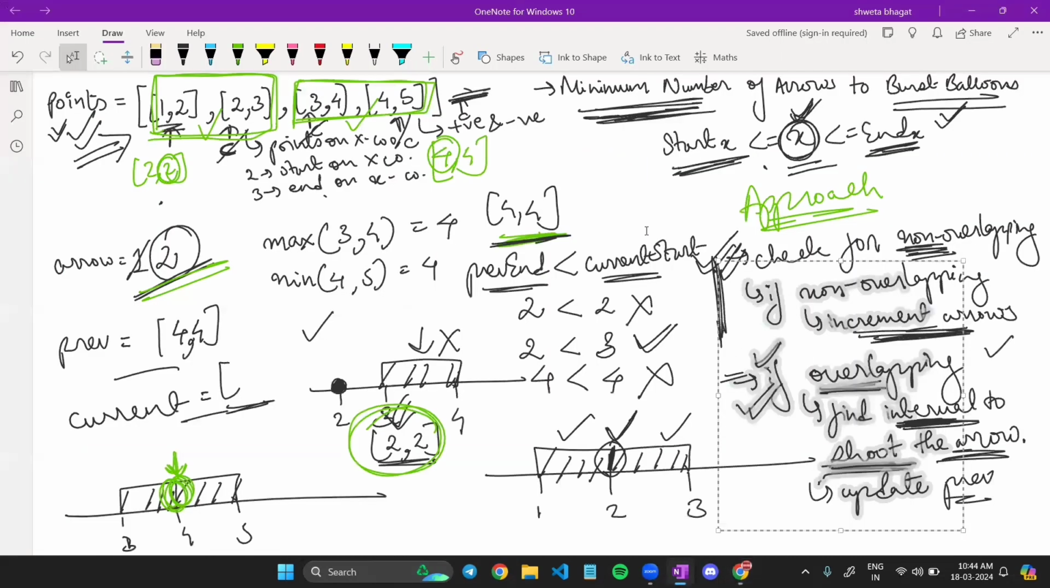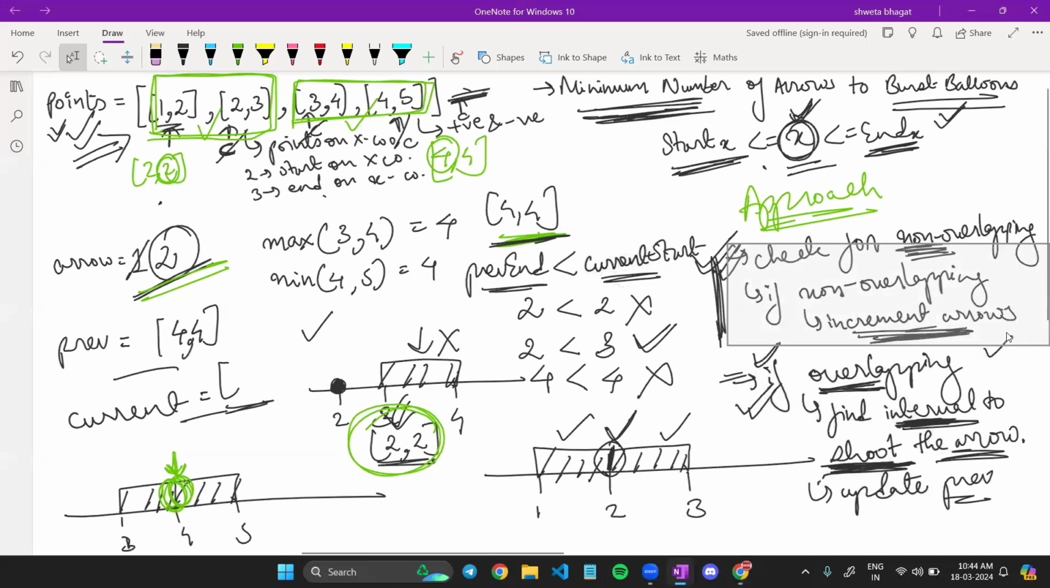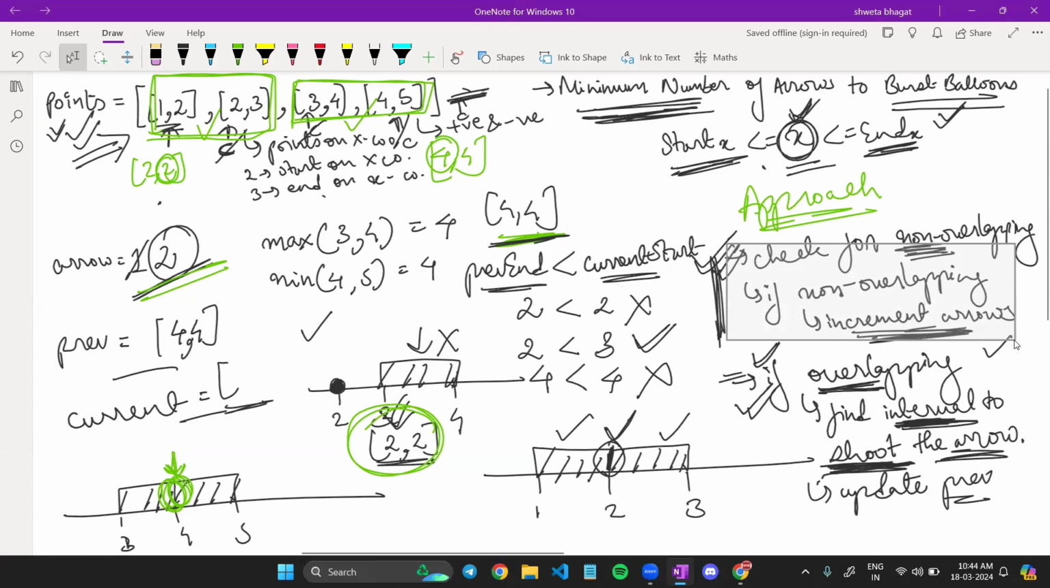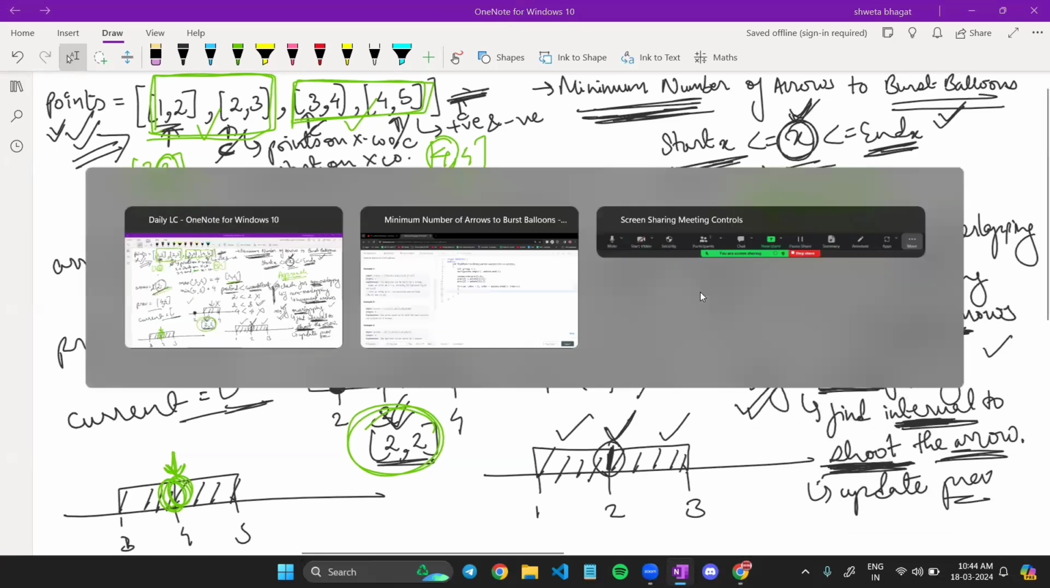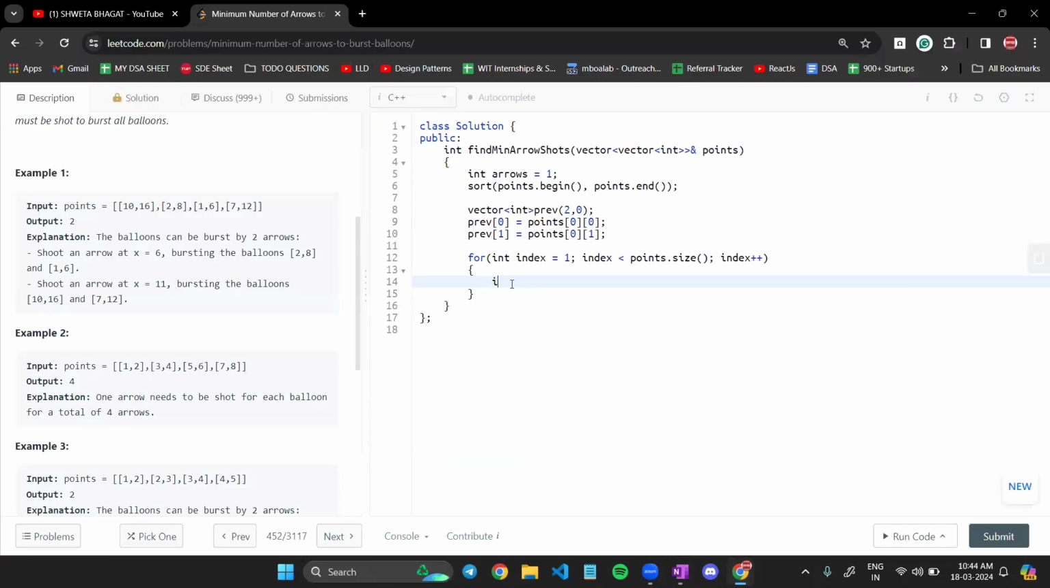Now what we have to do? We have to first check for the non-overlapping case, right? And when are we going to say that two intervals are non-overlapping? We'll say that two intervals are non-overlapping when the previous end is less than the current start. So first let's take current start. Current start is equal to points[index][0], correct? And current end would be points[index][1], correct?